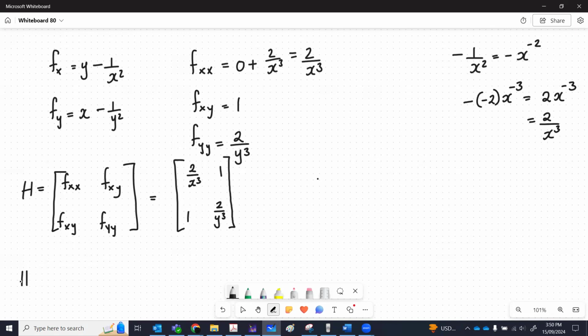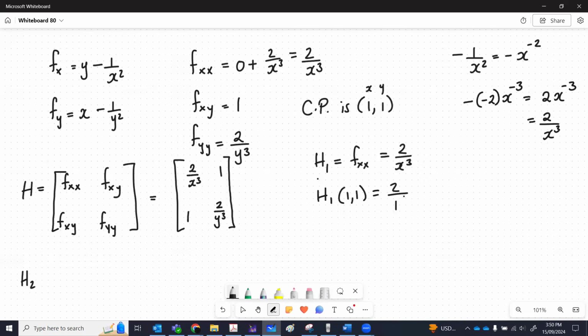Okay, so I need to work out my H1 and H2. You can start with H1 since that one is not too difficult. So H1 is just fxx, which is 2 over x cubed, and then we substitute our critical point. Remember, our critical point is 1, 1, so x is 1 and y is 1. So H1 at the point 1, 1 is 2 over 1 cubed, so this is 2, and this is positive.